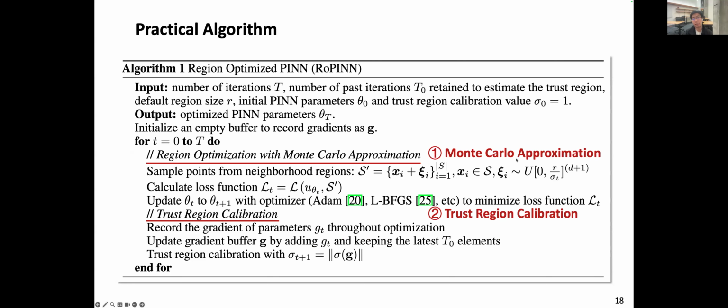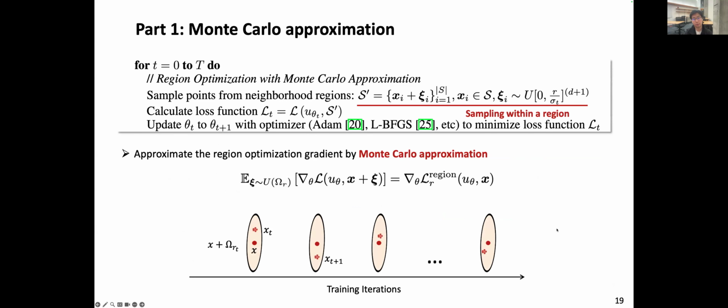So based on this theoretical result, we design a practical algorithm named RoPINN, which can seamlessly implement the region optimization paradigm. The algorithm contains two steps. The first is a Monte Carlo approximation. The second part is a trust region calibration strategy to ensure more robust training.